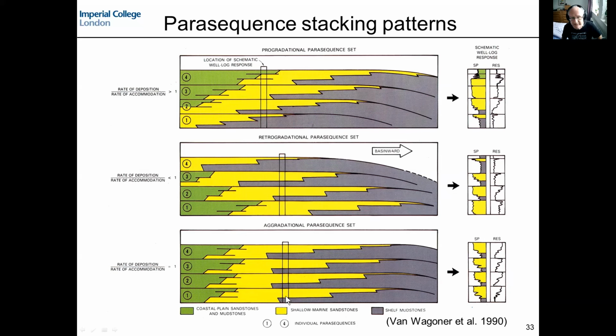If we look at aggradation, then each parasequence looks the same. This is what we see in this bottom diagram, that internally the facies present within each parasequence are basically the same. They're in the same proportions as you go upwards through each successive parasequence.